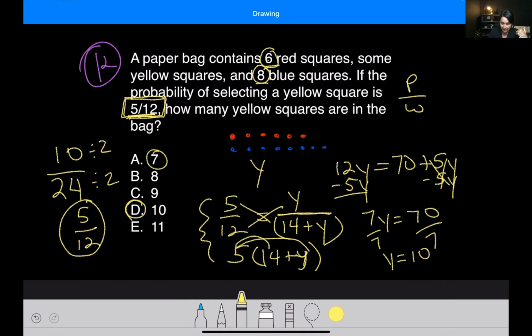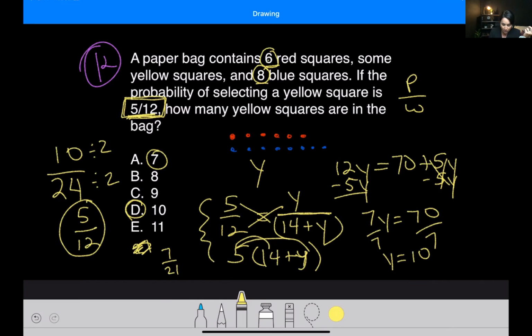I could take the 7 and go 6 plus 7 is 13, right? Yes, 13 plus 8 is 21. Well, that would be 21 total, and our yellow would be 7. 7 over 21 does not equal 5 over 12. We need something that 12 can go into. We need that bottom number to be 24.